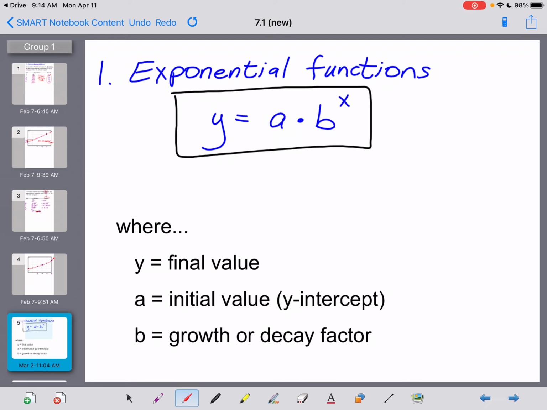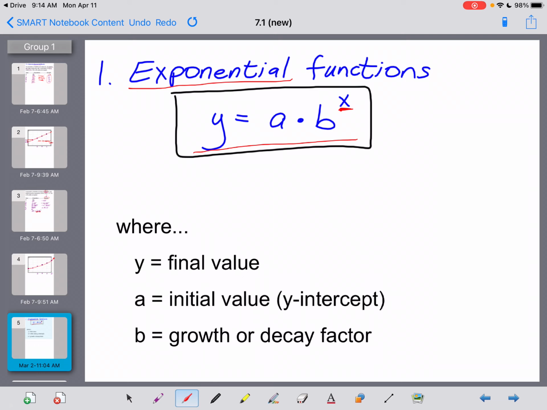So this is where our notes for 7.1 really begin. An exponential function is one that's written in this format right here, which we have not seen all year up until this point. An exponential function is y, or f of x, is equal to a times b taken to the x power. What makes a function exponential is that the variable is right up here in your exponent.